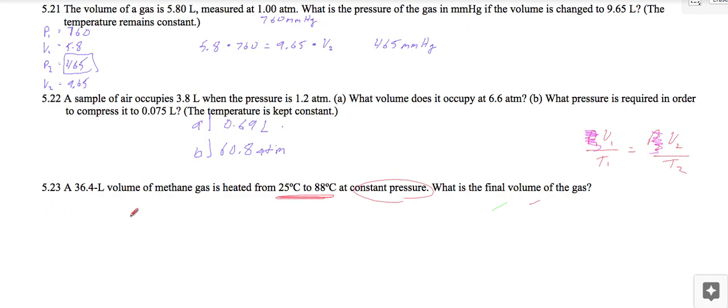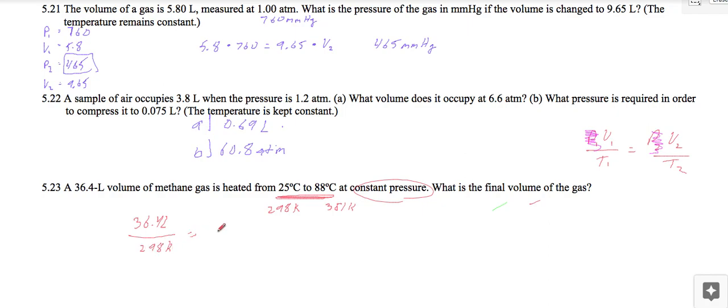All right. Now the one thing about gas laws, and really any time we deal with temperature, that always has to be in Kelvin. If you leave it in Celsius, it will be wrong. No questions about it. So convert these into Kelvin, 298 Kelvin, and this one's going to be 361 Kelvin. Now we have those, we can plug things in. 36.4 liters. Put the label in there. Sometimes I do, sometimes I don't. I don't really care for these kind of problems.